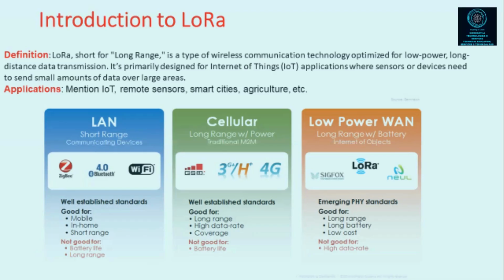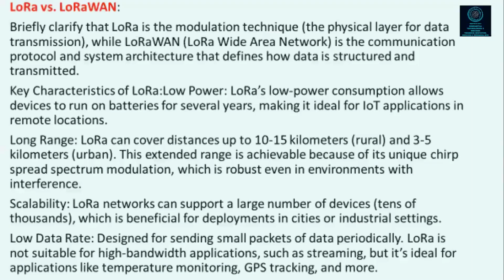Now, coming down below, you can see a little chart over here. There are three categories: LAN, cellular, and low power WAN. LAN can be in mobile, in home, or short range, with a limited distance. Cellular has long range and high data rate coverage, but the best one is your LoRa. That is long range, long battery, and very, very low cost. So you should get a little idea about this.